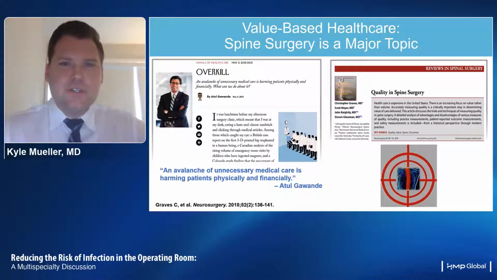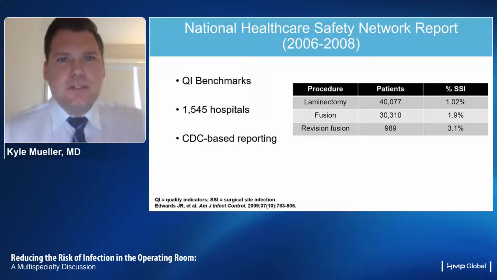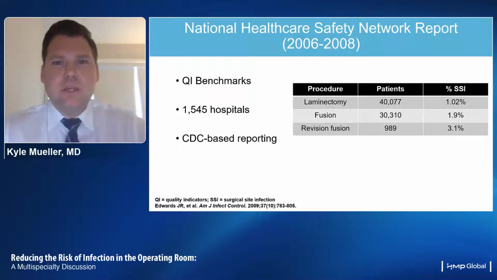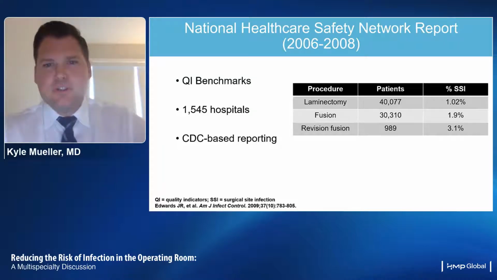And as we've transitioned to more value-based healthcare, spine surgery has become a focus of how we can provide better care to these patients. And on that front, there's been some studies that have looked at what are some quality improvement benchmarks that we can use as standards. And so the National Healthcare Safety Network report is one of the initial ones that came out. And it showed that for a simple laminectomy, it was about a 1% risk of an infection, fusion up to 2%, and a revision fusion up to 3%.